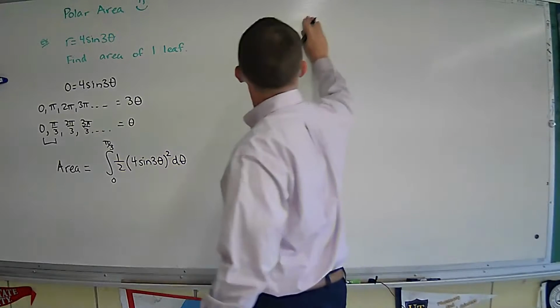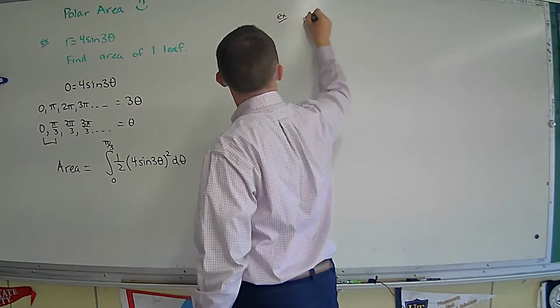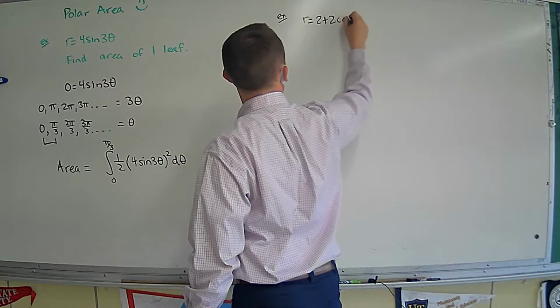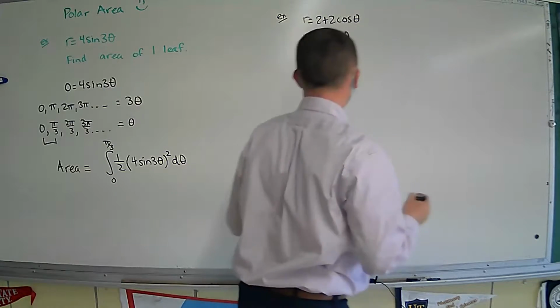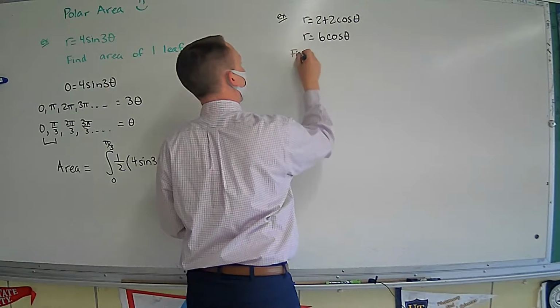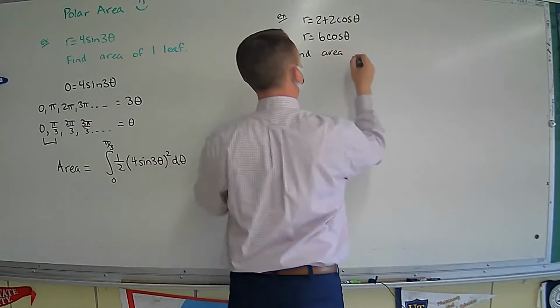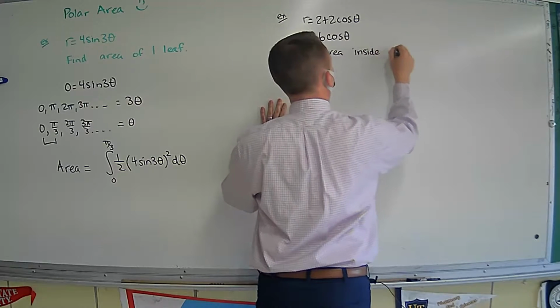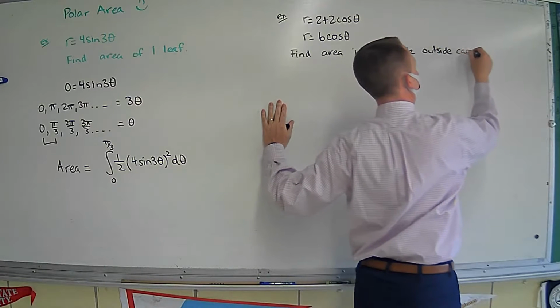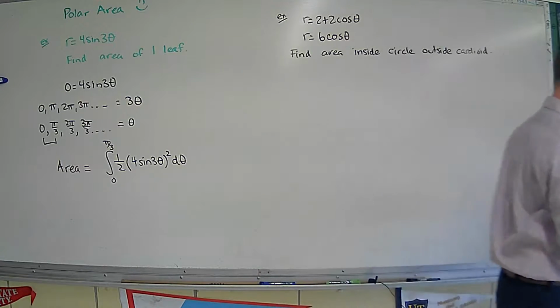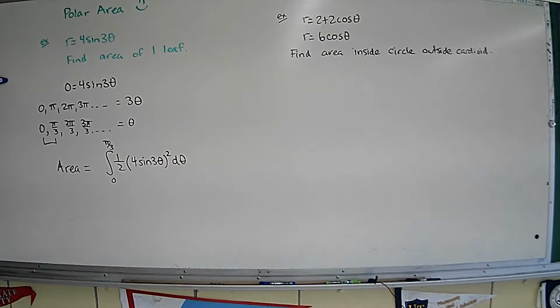All right, let's try this one. r equals 2 plus 2 cosine theta, and r equals 6 cosine theta. The area that we're looking for is: find the area inside the circle and outside the cardioid. Inside the circle and outside the cardioid. All right, so go to Desmos, and let's just graph both of those.